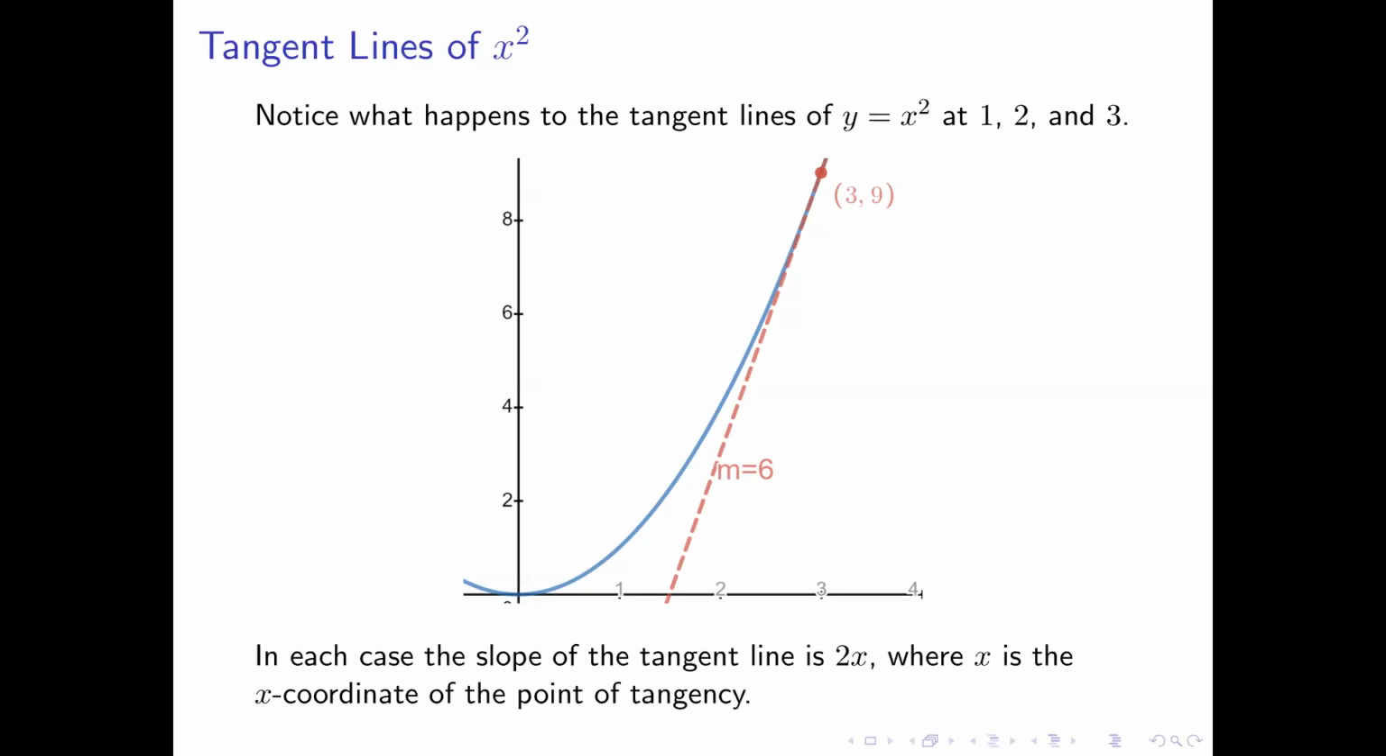So in every case, the slope of the tangent line is 2 times x, where x is the x coordinate of the point of tangency, the point where the tangent line touches the graph of the function. And we didn't have to use any limits to find those slopes because we already did the work once to do that for any value of x.